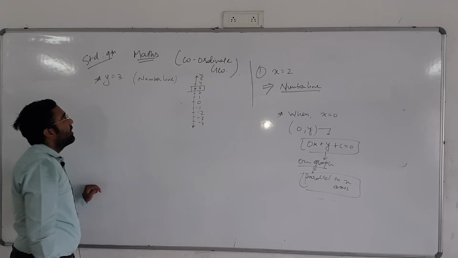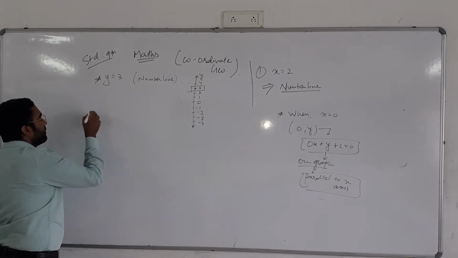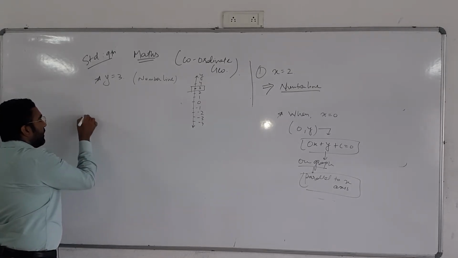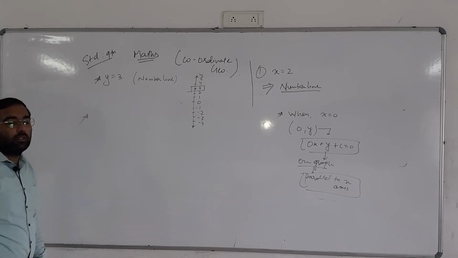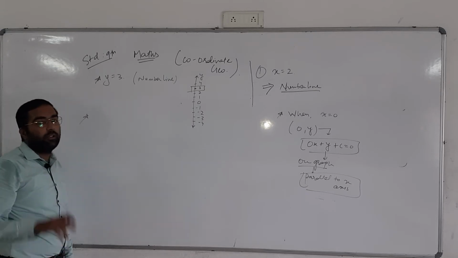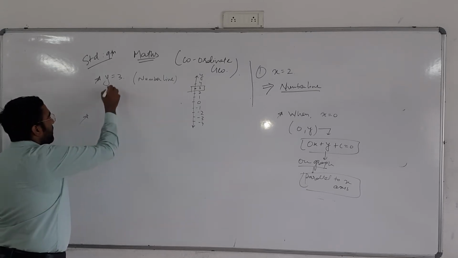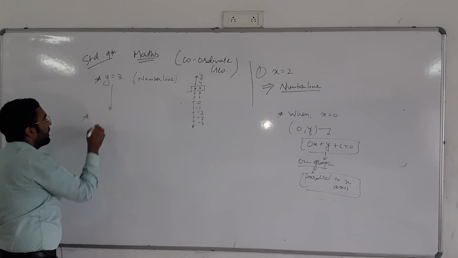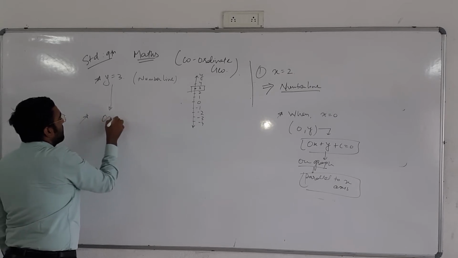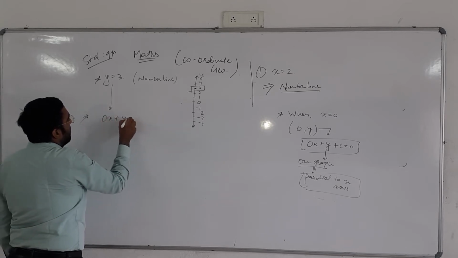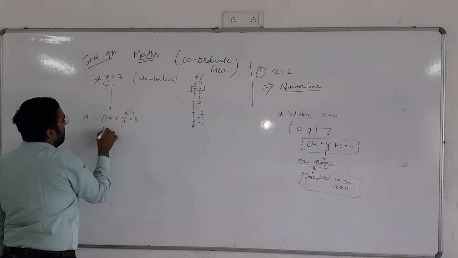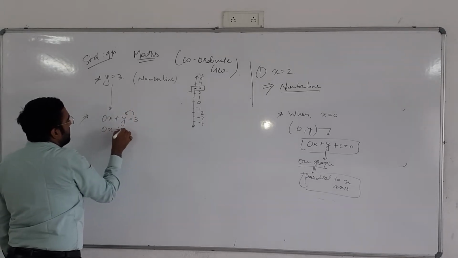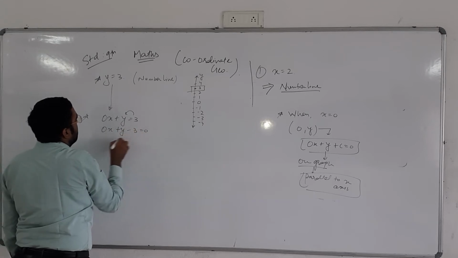Okay, clear? Now I will draw the same thing using the Cartesian plane. In the Cartesian plane you must have the linear equation in two variables. So I will convert it into the linear equation in two variables, that is 0x plus y equal to 3. Therefore 3 shifted to the other side, so 0x plus y minus 3 equal to 0.